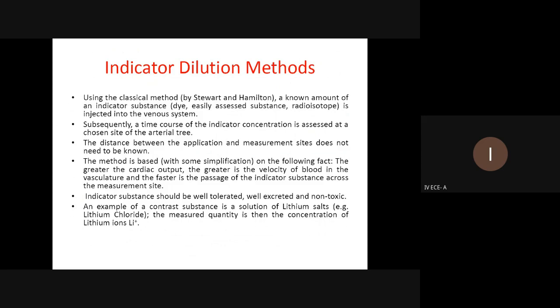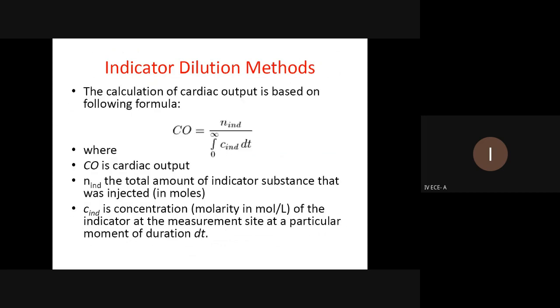Then the thermal dilution method, that is the indicator dilution method or thermal dilution method. Using the classical method, an amount of indicator substance is injected into the venous system. Subsequently, the time course of indicator concentration is assessed at the chosen site of the arterial tree. The distance between the application and measurement site does not need to be known. The method is based on the following fact: the greater the cardiac output, the greater is the velocity of blood in the vasculature and the faster is the passage of indicator substance across the measurement site.